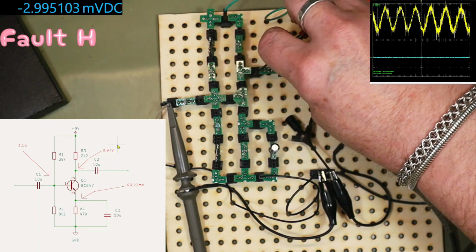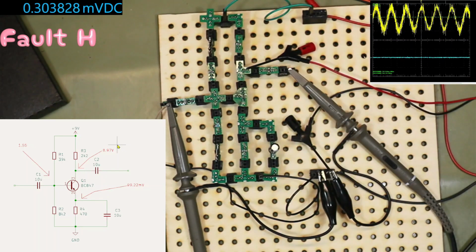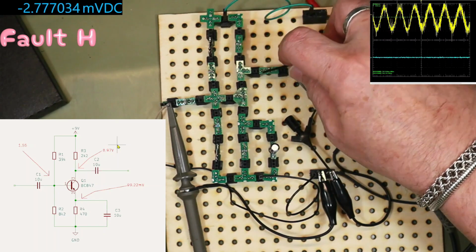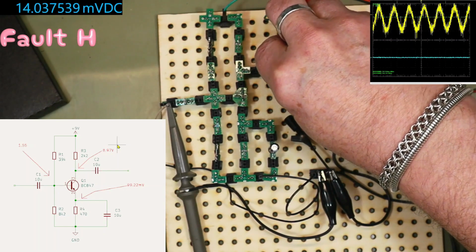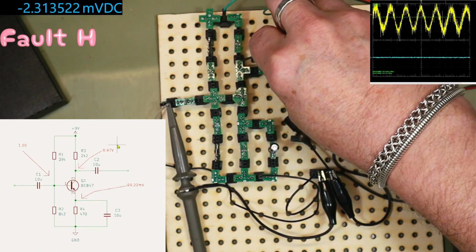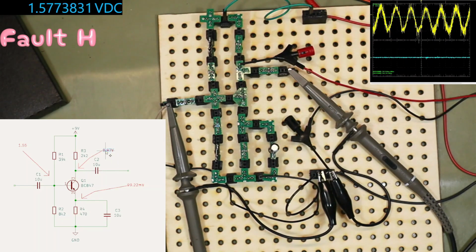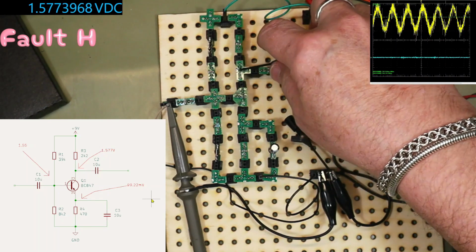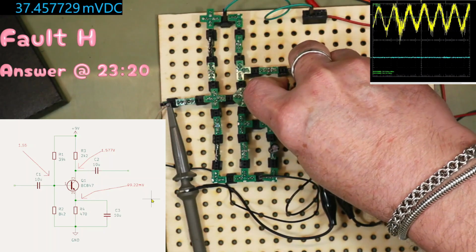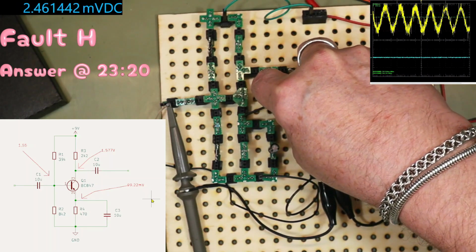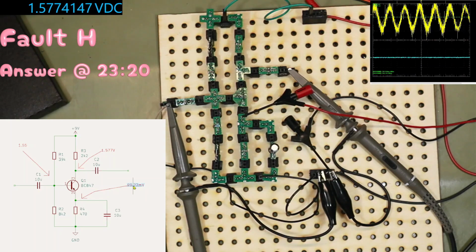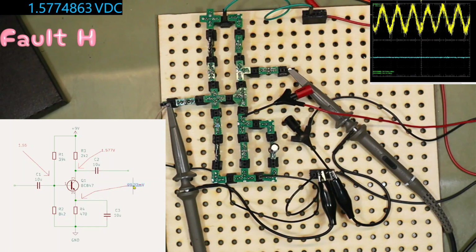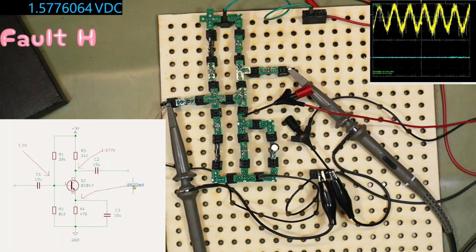And on here we have, it's fallen off, come on. These aren't the best of clips, expensive, but not the best. Right, and on here 1.577, close enough. And on the emitter again we have 1.57. Right, that's the end of the fault section, and we can move on to the answers section.